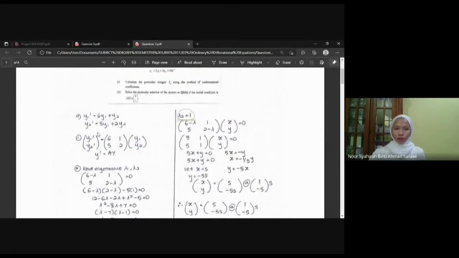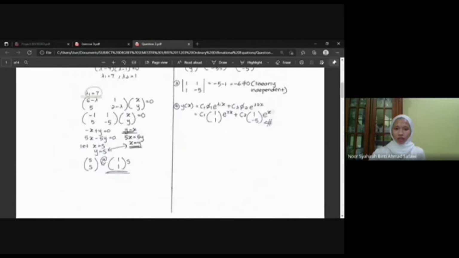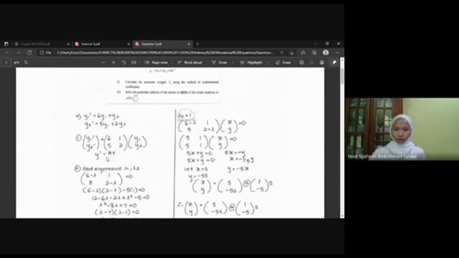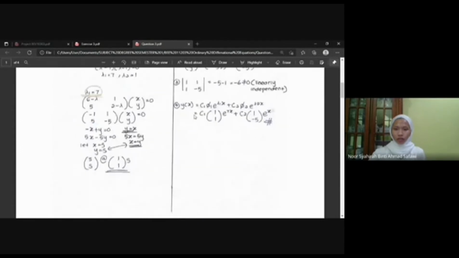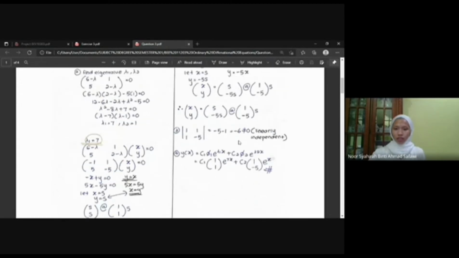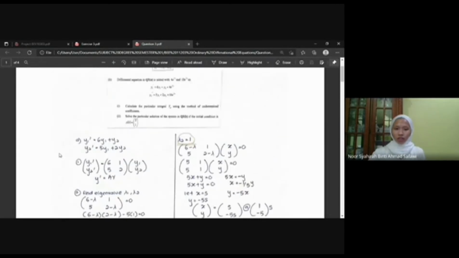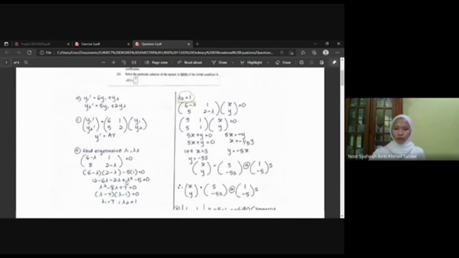For E, I got the answer y(x) equal to c1 [1, 1] exponent 7x plus c2 [1, negative 5] exponent x, which is yc, by using this formula: y prime equals Ay.